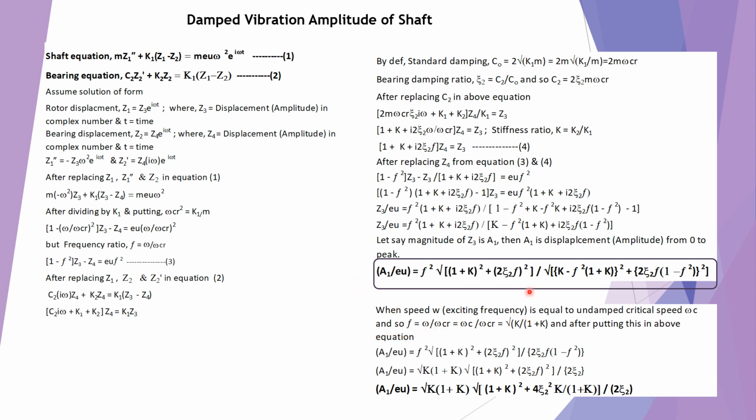On the critical condition, we can write directly for the shaft A1 upon EU is equal to the square root of (K plus 1) squared upon (1 plus K) squared plus 4 zeta 2 whole squared into K upon (1 plus K). So this is the value when putting f equal to omega c squared at critical conditions.